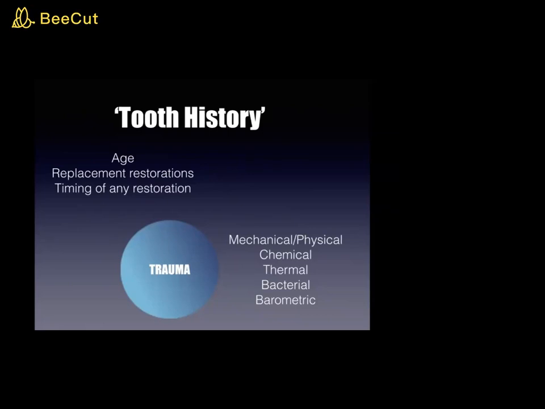Every time you go into a tooth and you cut into dentine, you are causing pulpal inflammation. If you look on the right, the various types of trauma that this pulp is getting: mechanical, physical, chemical, thermal, bacterial. Every time you cut a tooth, you're definitely mechanically and physically insulting that pulp. When you apply your materials, your etch and bond, you're causing an irritation to the pulp. That's another form of trauma.